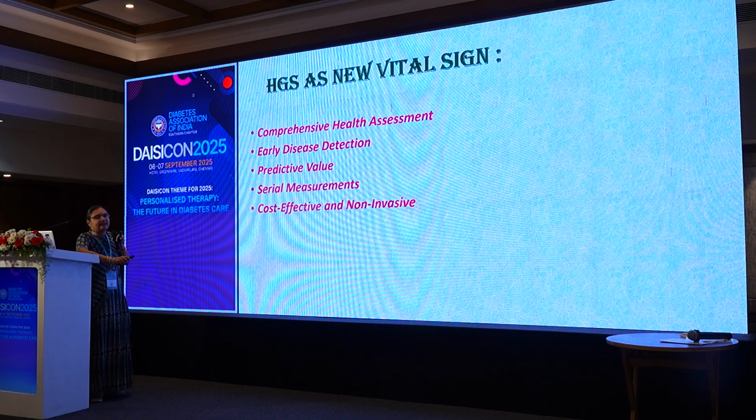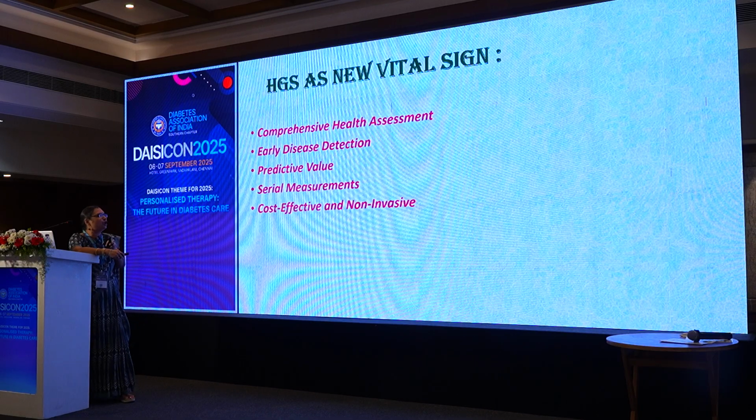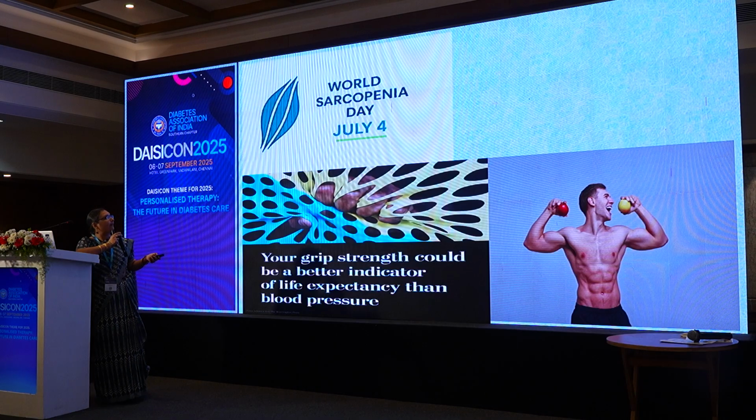So, comprehensive health assessment. We talk about only heart, only kidney, only lungs, see the saturation, see the blood pressure, right? Take hand grip strength also. Early disease detection for diabetes. Predictive value, yes, it is a predictive value for both morbidity and mortality. Serial measurements we can do, it's very simple to do. You give some strength training exercises and do it again. Cost effective and non-invasive. So hand grip strength is a vital sign now.